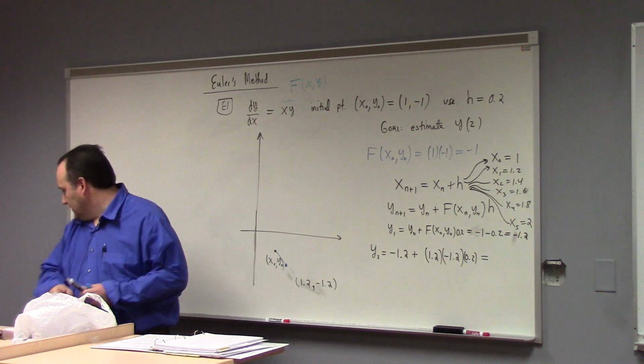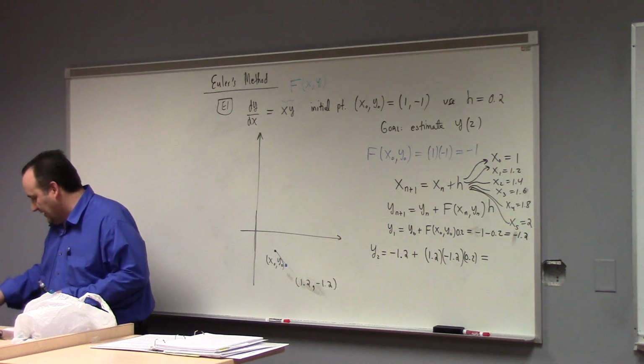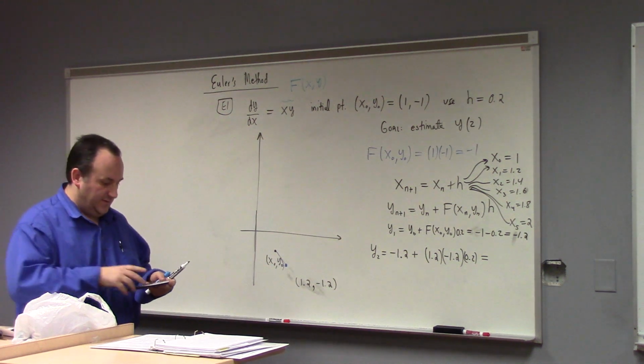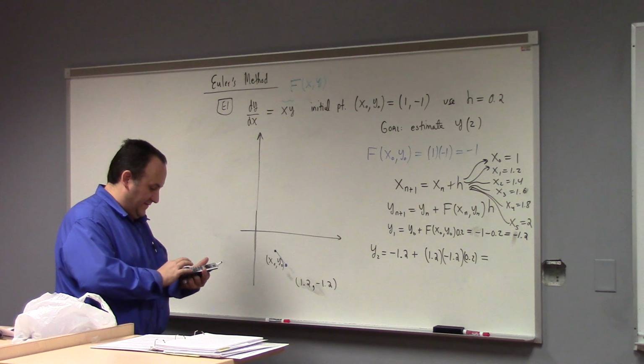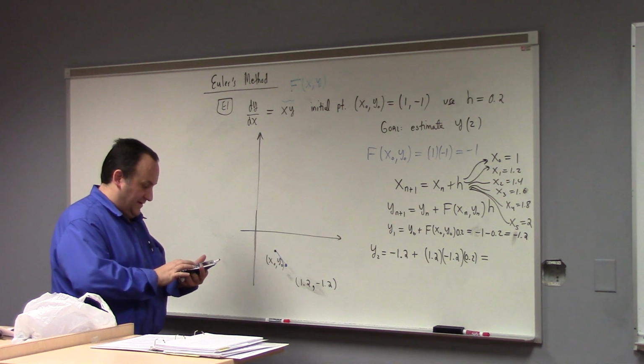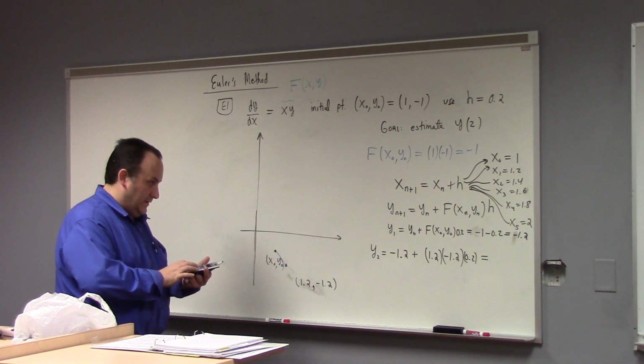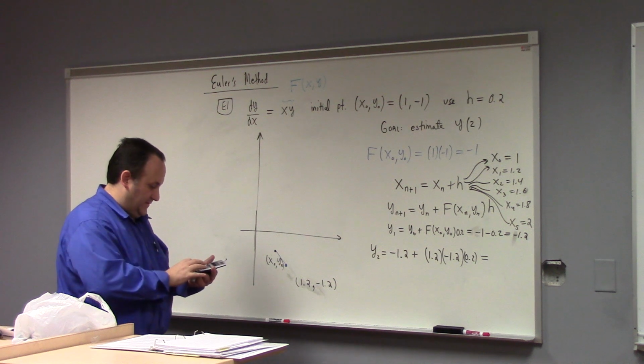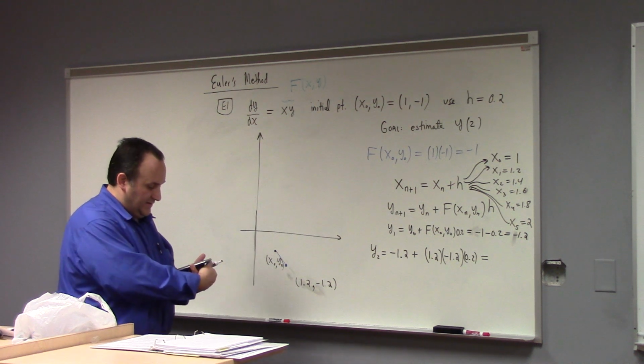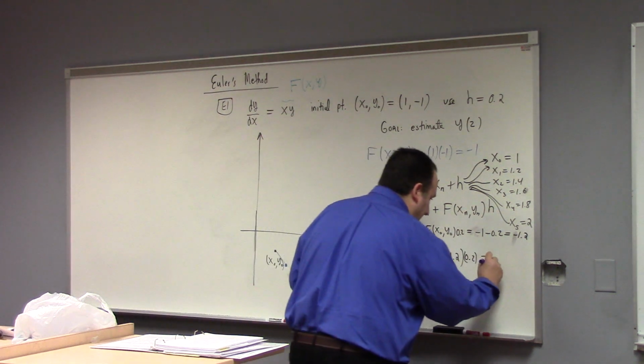time to get a calculator. Otherwise, I'm going to make an error, and then you guys will tell me three minutes later, and then I'll regret my life. Let's see here, 1.2 squared times 0.2. It's all negative, so plus. So I get minus 1.488.